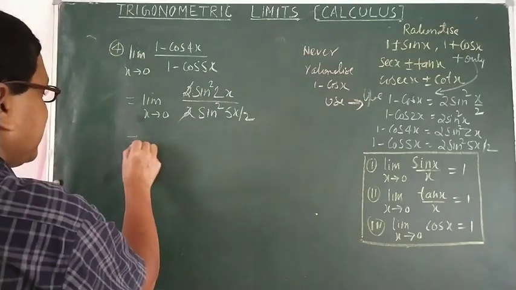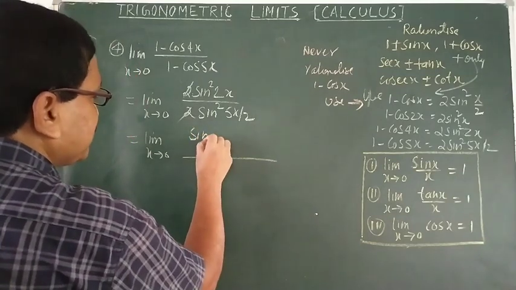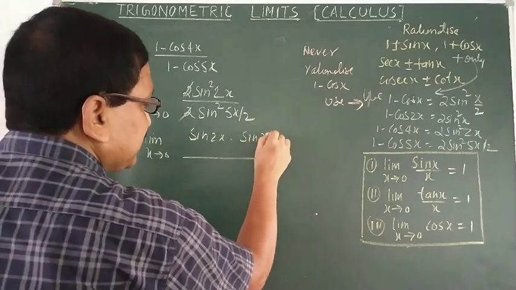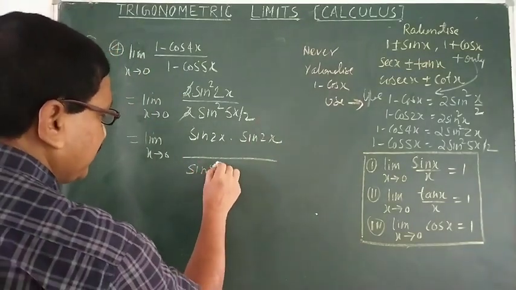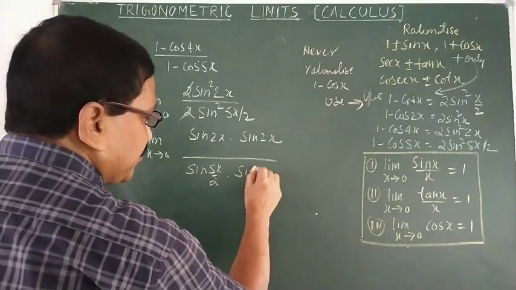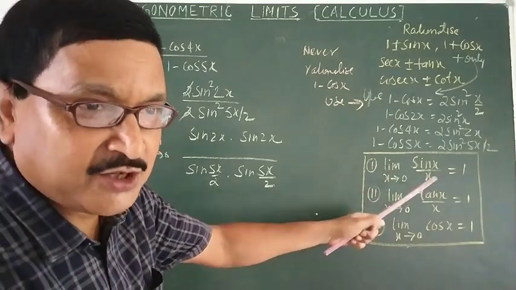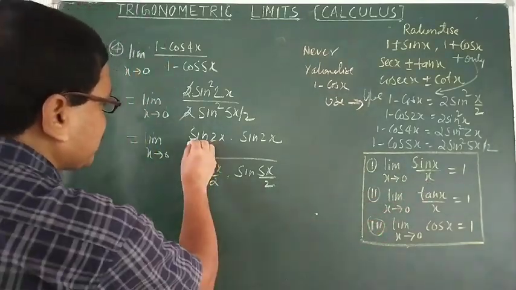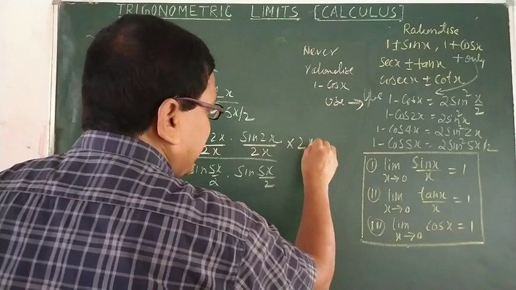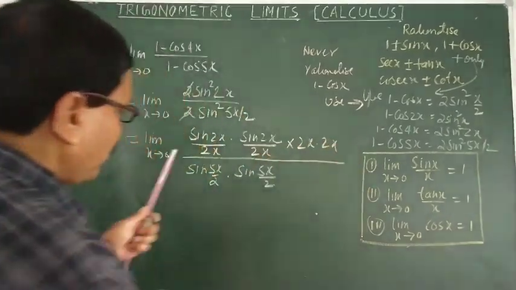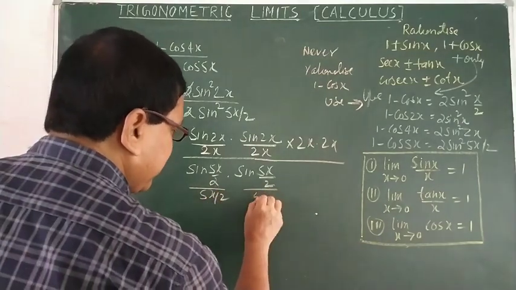Now these two are cancelled. So limit x goes to 0. Write sin 2x twice. दो बार sin 2x स्क्वायर पे चलते हैं and sin 5x by 2, sin 5x by 2. Now students, sin x needs x in denominator. So and sin 2x needs 2x. So write 2x and multiply double 2x. दो बार 2x एक्स्ट्रा लिखे हैं. Likewise 5x by 2, 5x by 2.